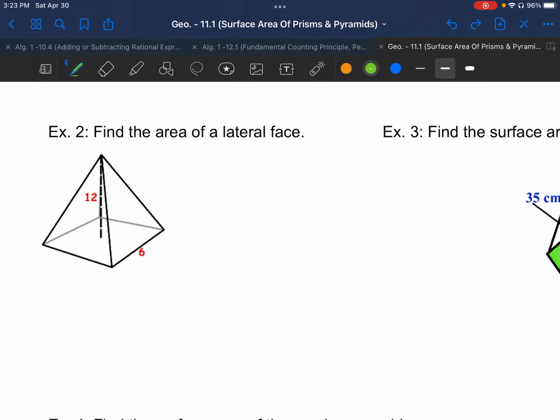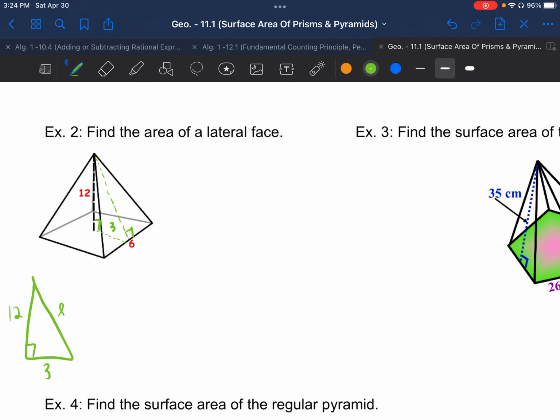So we have here 12 as the height of this pyramid, and we're told that 6 is the length of this side. And I'm actually going to go ahead and give the information that the apothem is 3. So if we want the area of the lateral face, we need the base, which we have as 6. But we also need the height, which we also call slant height in a prism. So if I draw this right triangle out here again that I formed, the bottom's 3, the height is 12, and now we need to find this slant height.